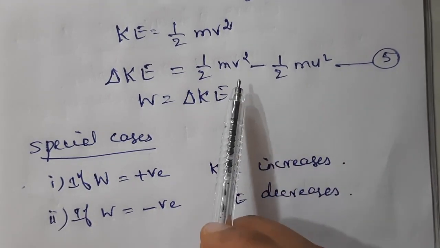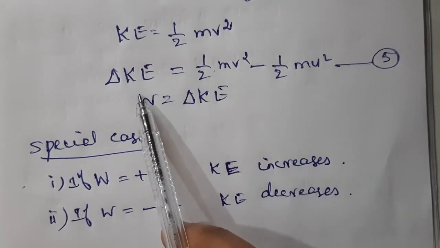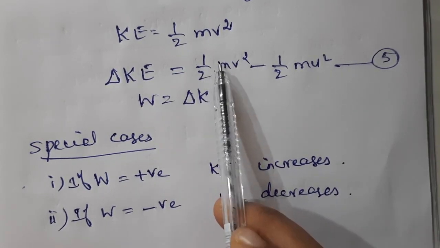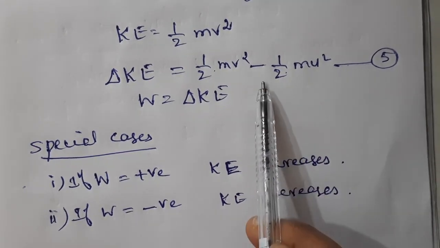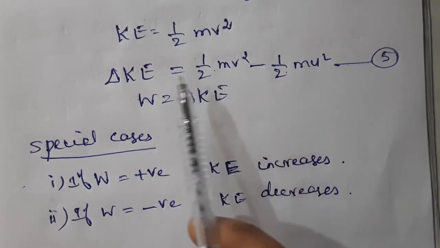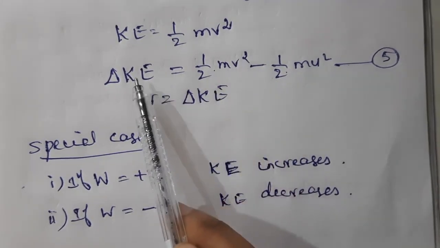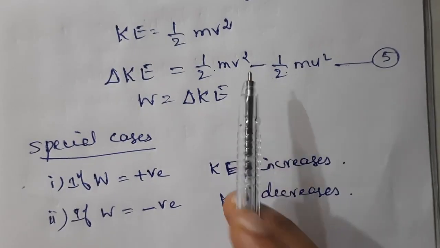From the formula we can understand. If you are finding the difference and it is a positive value, we can understand that the kinetic energy increases. If the difference is a negative value, the kinetic energy decreases. So a negative value means work done is negative, so kinetic energy decreases. A positive value means work done is positive, so kinetic energy increases.